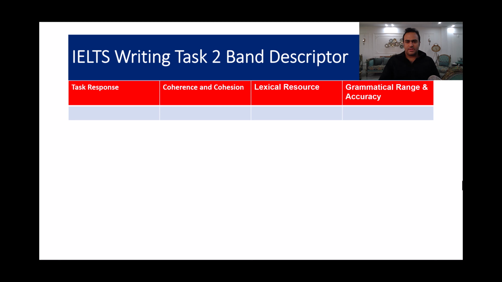Coherence and cohesion means that the sentences that we have written, are they related to one another, logically related? And it means, is the writing that we have written generally understandable and meaningful? Lexical resources means the vocabulary and the words that have been written, are they related to the topic of the discussion? And grammatical range and accuracy means the range of grammatical structures that we have applied, and also their accuracy.